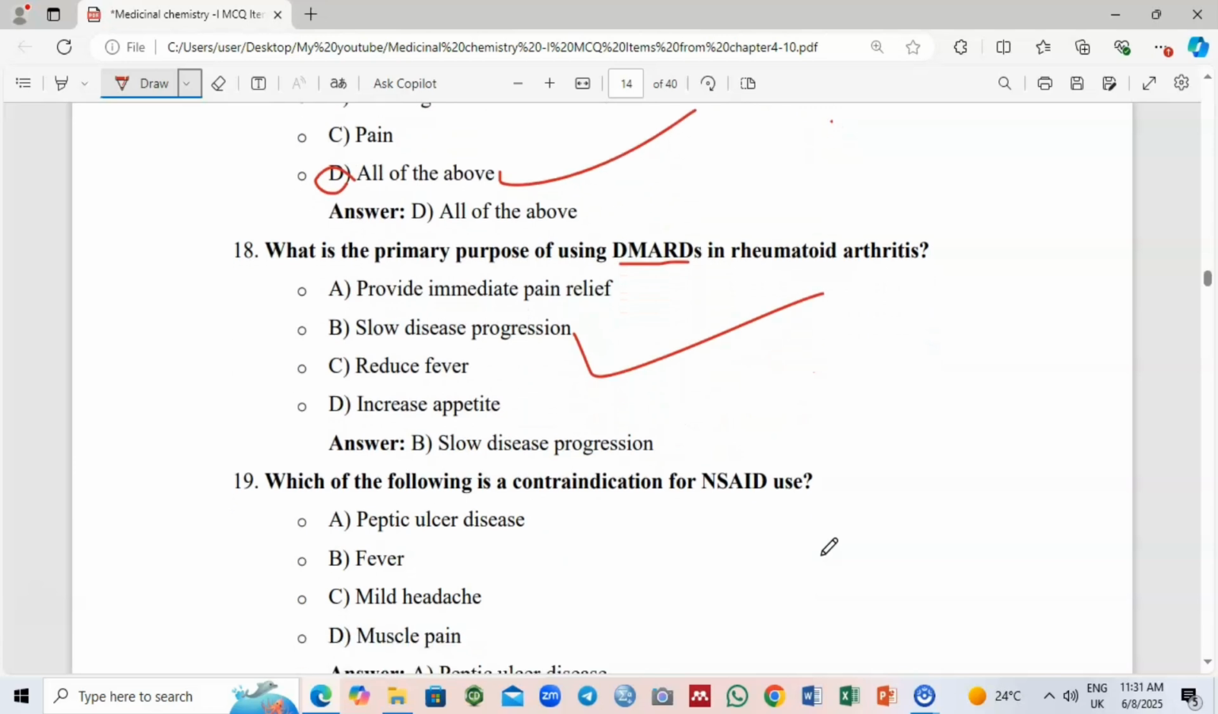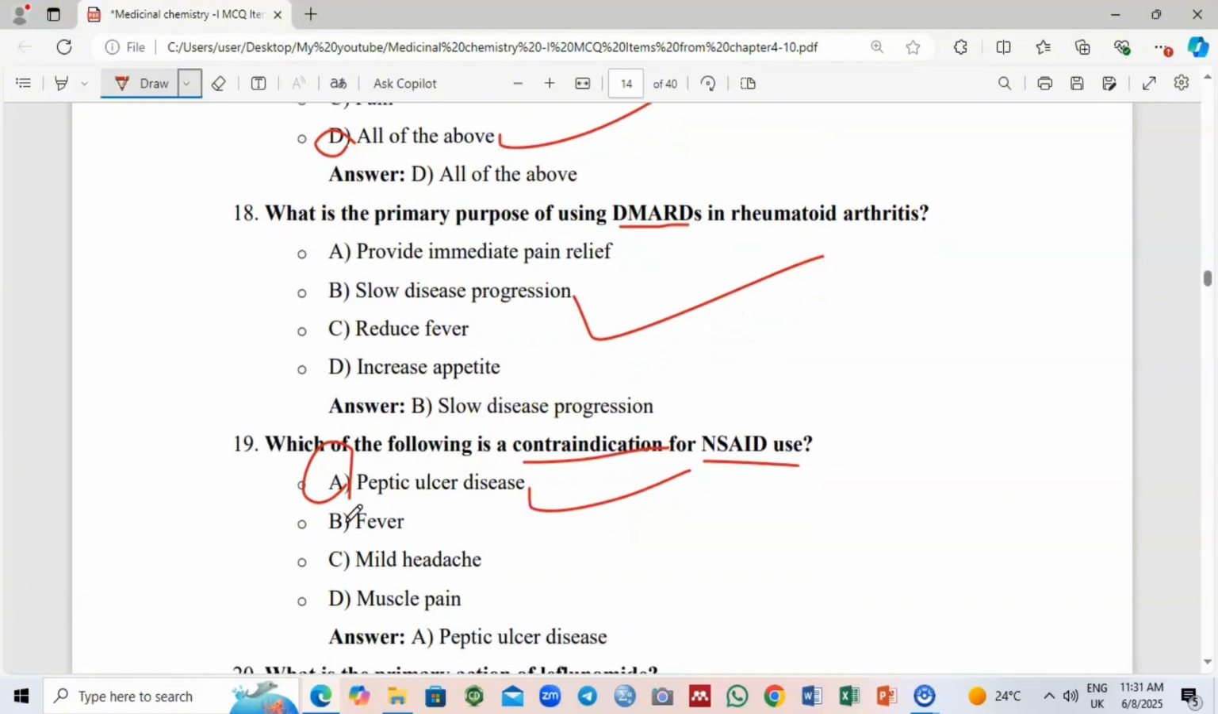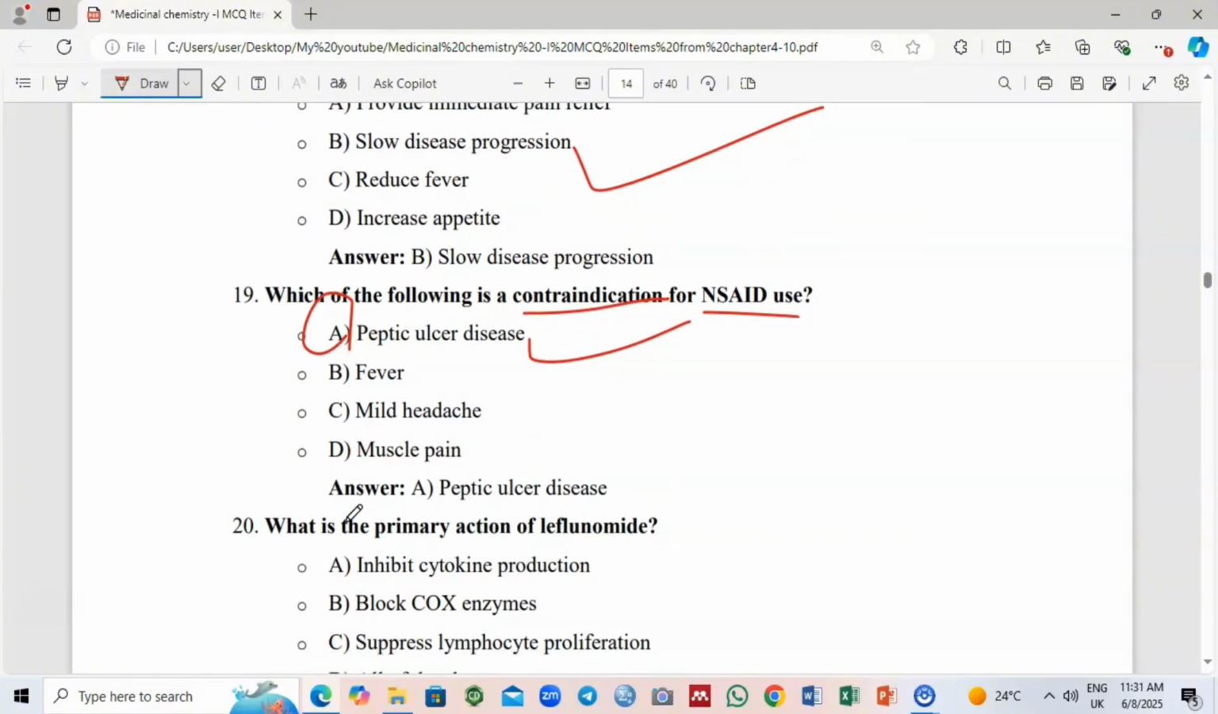Which of the following is the contraindication of NSAIDs? Peptic ulcer disease, fever, mild headache, muscle pain. So this is the contraindication of non-steroidal anti-inflammatory drugs, which can be associated with gastrointestinal disorders known as peptic ulcer disease. So A is the correct answer for this question.